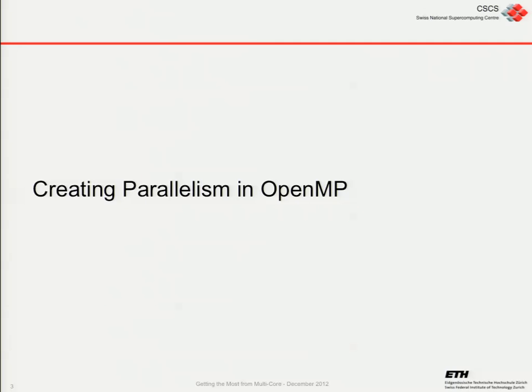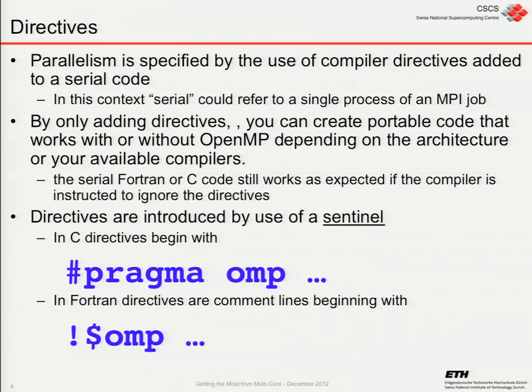So let's jump straight in and say, how do we create parallelism in OpenMP? Parallelism is specified using compiler directives: in C, #pragma omp, and in Fortran, !$omp. This thing is called a sentinel. Don't know why that word's used, but we refer to this sentinel. That has to begin anything if you want to do something with OpenMP.